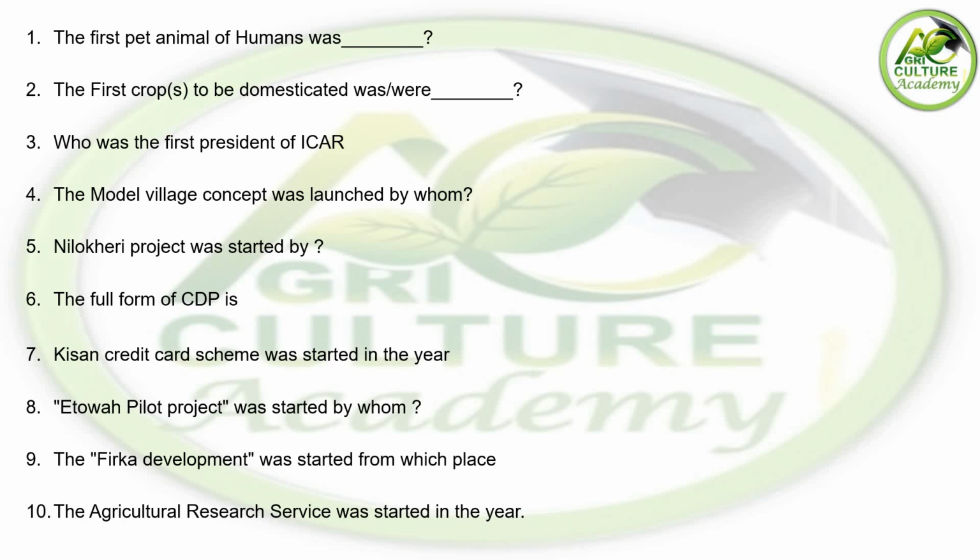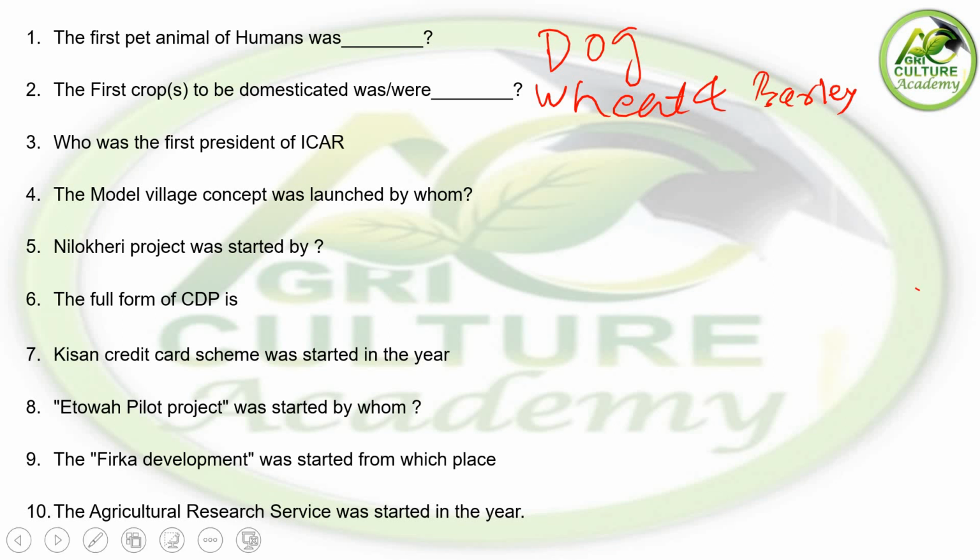First pet animal of human, what is it? The answer will be dog. Then first crop domesticated is wheat and barley. Wheat and barley. Then who is the first DG of ICAR? Dr. B.P. Pal. First president of ICAR? That is Sir Muhammad Habibullah.